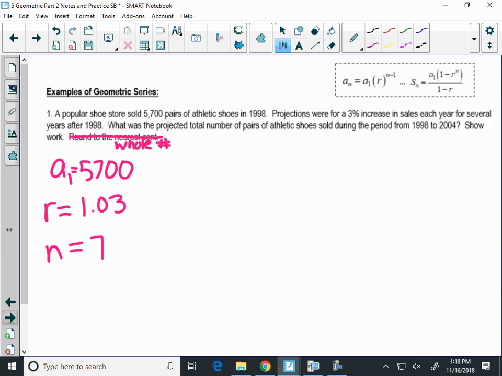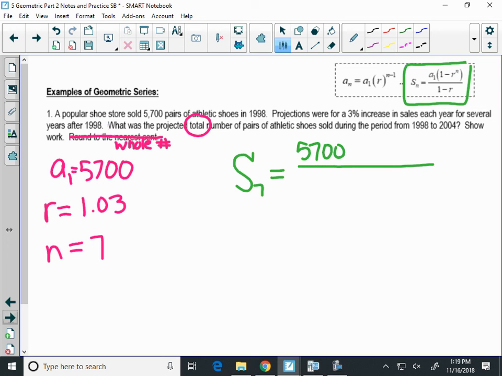So if I'm trying to find the total, am I using the sequence or the series formula? The series, all right, so I'm using S sub n this time. So we're trying to find the sum for 7 years worth of shoe sales. We write it down first so we can type it in. 5,700, and in your parentheses, you'll have 1 minus 1.03 to the 7th over 1 minus 1.03.